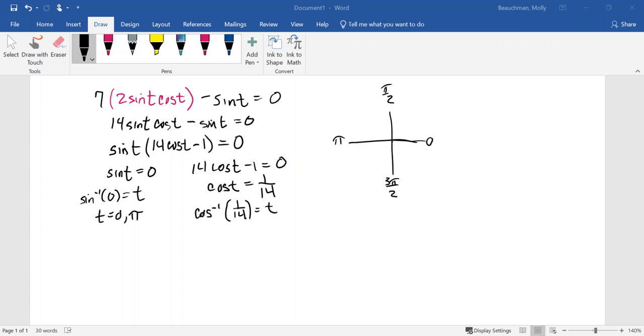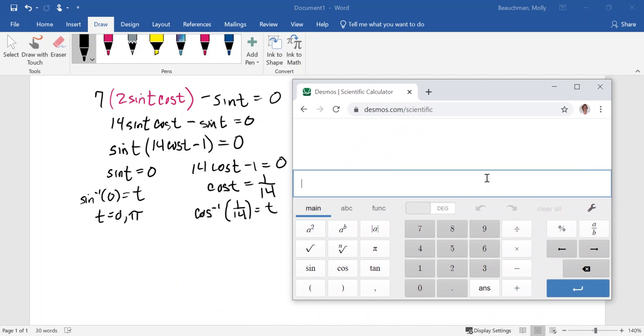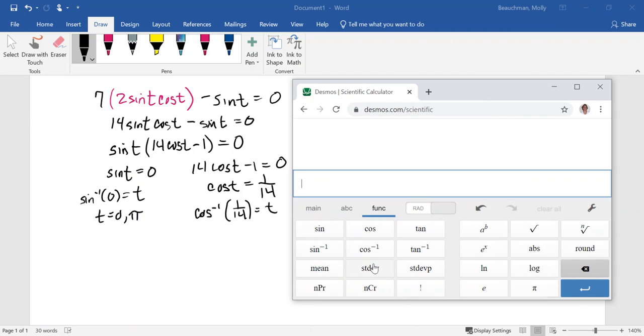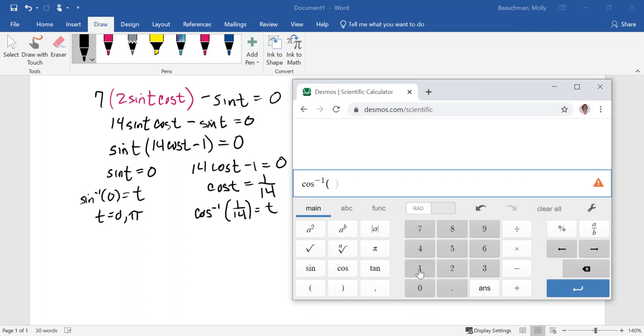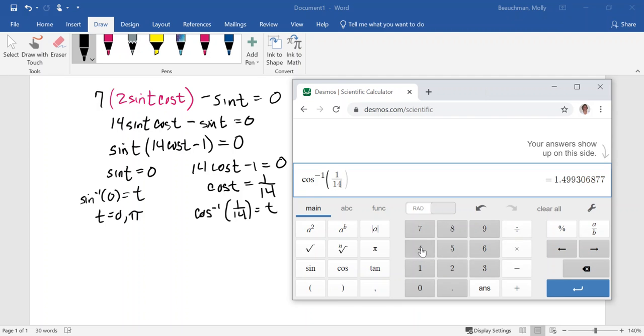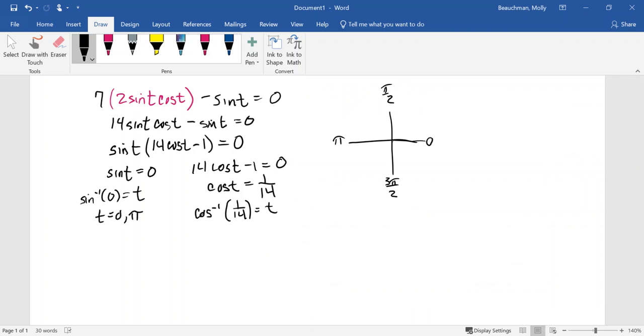All right, and let me bring it over. So here's the Desmos calculator. I want to make sure that I'm in radians, so make sure your calculator is in radians, and I want the inverse cosine of 1/14. All right. So the inverse cosine of 1/14 gives me 1.499 in radian measure. So the first place on the unit circle, or from 0 to 2 pi, is 1.499.